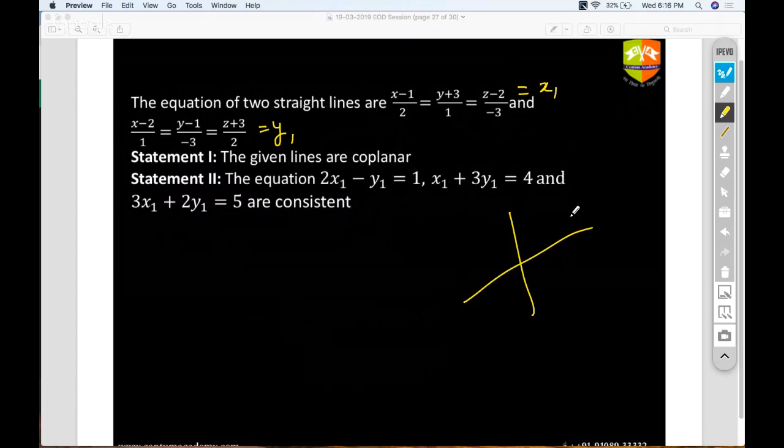Correct? Right, Amok? So this statement 2 is actually trying to say that these two lines intersect and hence they are coplanar. Is that fine, Amok? If you have any other follow-up question.